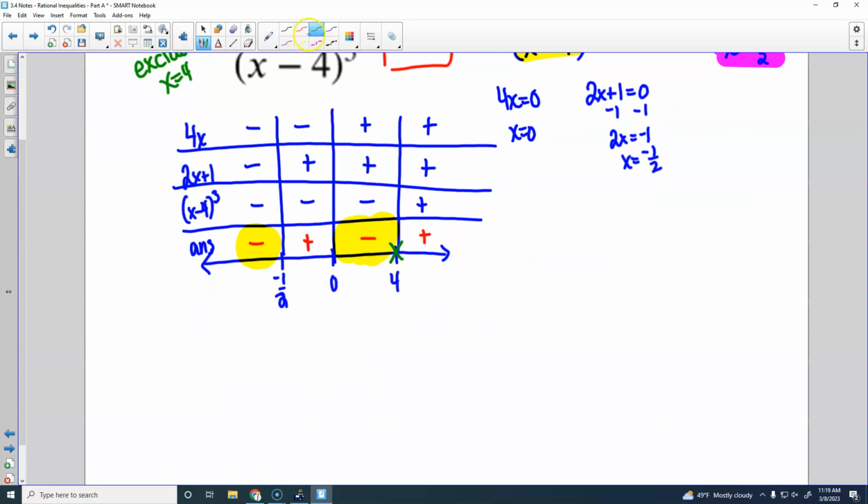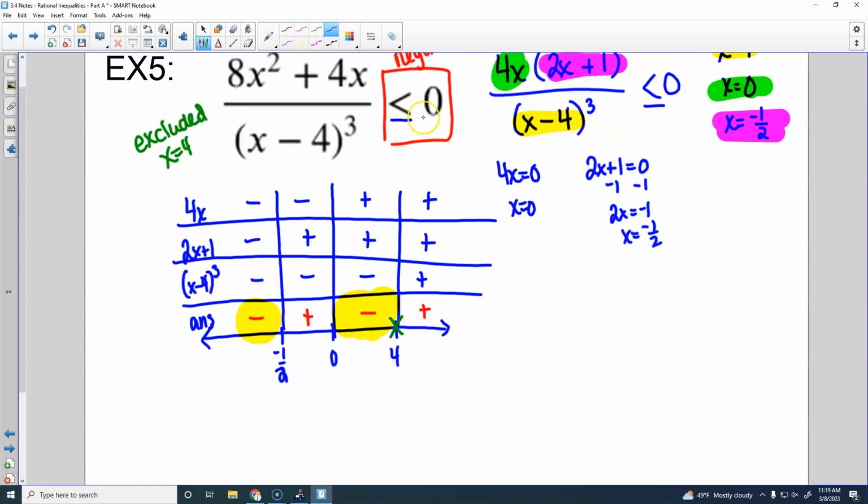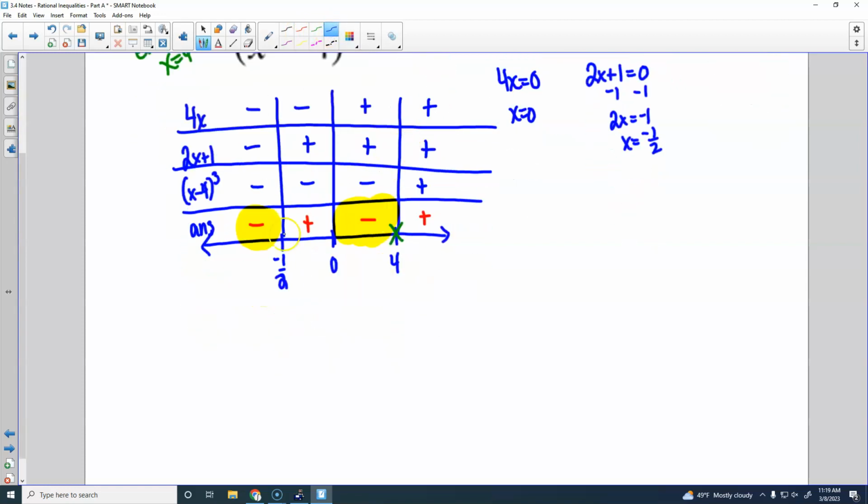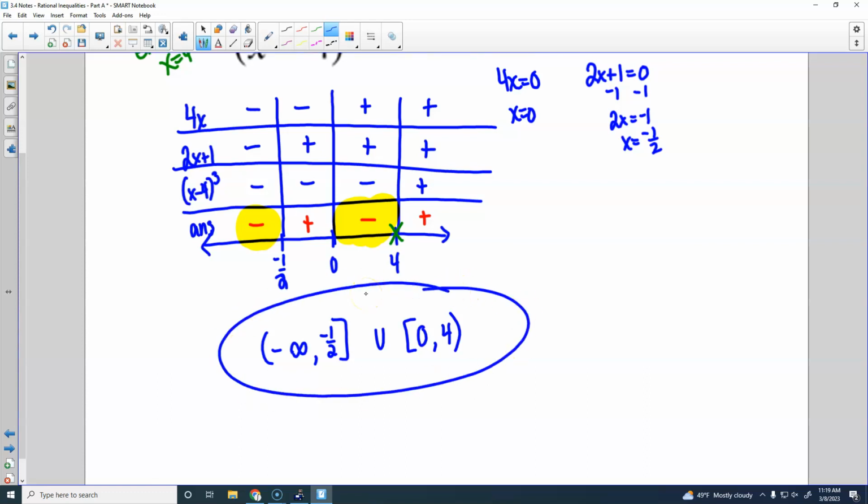So whenever we answer this question, because it is less than or equal to, we want to use brackets if we can. So we would have negative infinity up to negative 1/2. We can use a bracket with negative 1/2. It is not an excluded value. Then we've got 0. It's okay to use a bracket there. But at 4, 4 is an excluded value, so I've got to use parentheses. And this would be our answer.